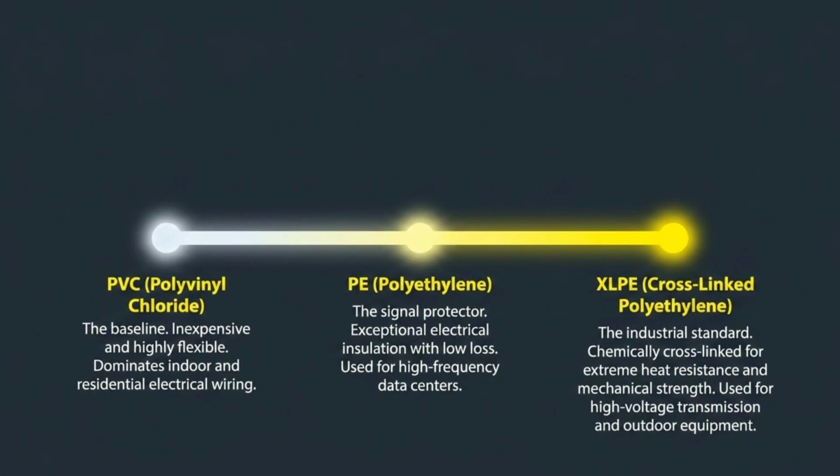Insulation materials range in capability. PVC is the flexible, inexpensive baseline for indoor wiring. PE offers low-loss insulation for high-frequency data centers. XLPE is the industrial standard, cross-linked for extreme heat resistance, used in high-voltage and outdoor applications.